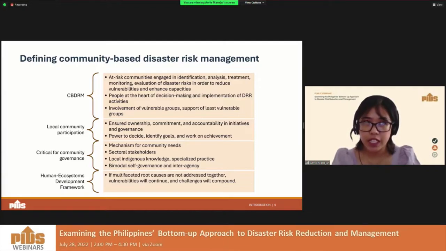And there is involvement of the vulnerable groups, most especially by vulnerable groups. And this is important for community governance because when they are actively participating, communities feel a sense of ownership, commitment, and accountability in these initiatives. And in one study, EcoWeb has this framework called Human Ecosystems Development, wherein they state if multifaceted root causes are not addressed together, then the vulnerabilities will continue and challenges will only compound.